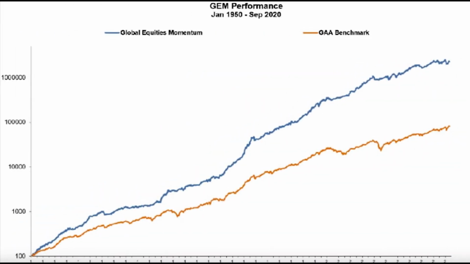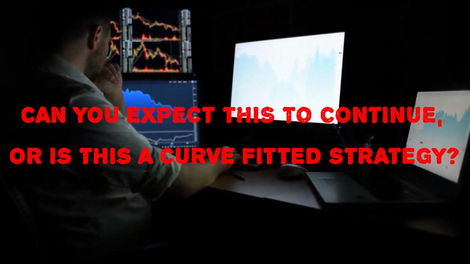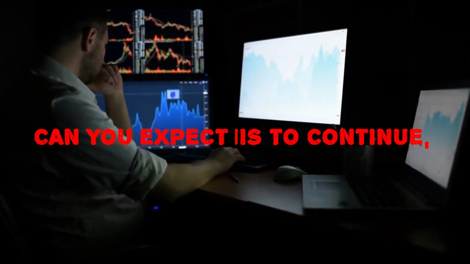Gary Antonacci backtested the strategy back to 1950, and it's outperformed massively with substantially lower drawdowns. The table shows that Gary Antonacci's dual momentum strategy performed 4 percentage points better annually. That's a massive outperformance. Can you expect this to continue, or is this a curve-fitted strategy?